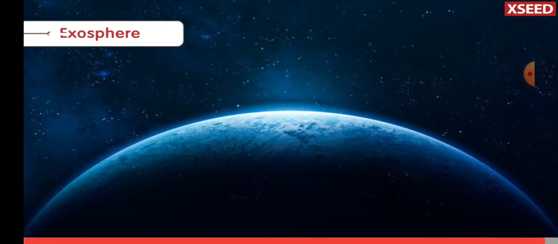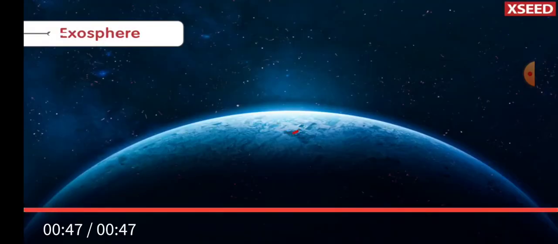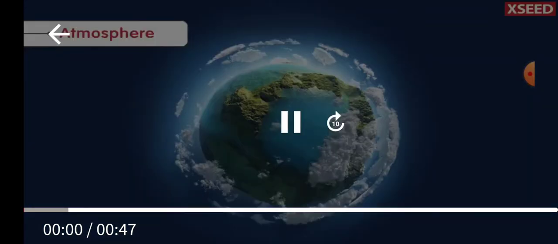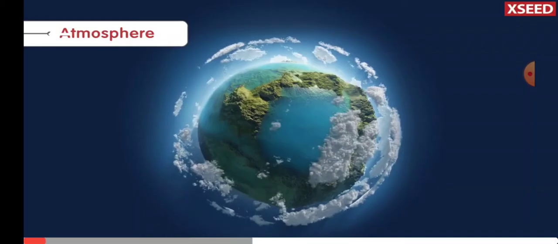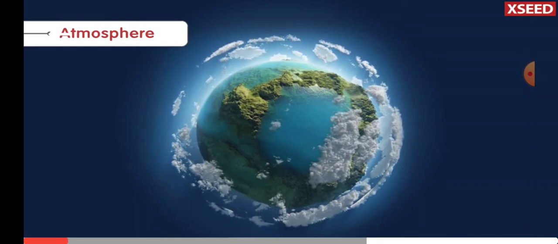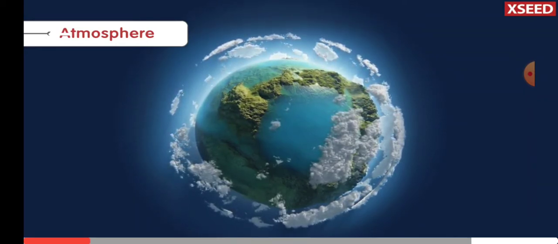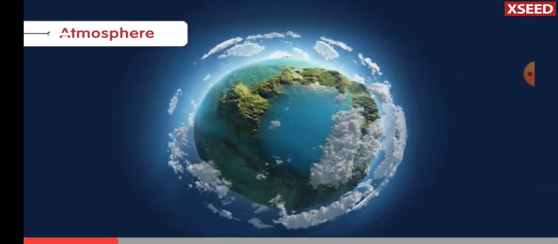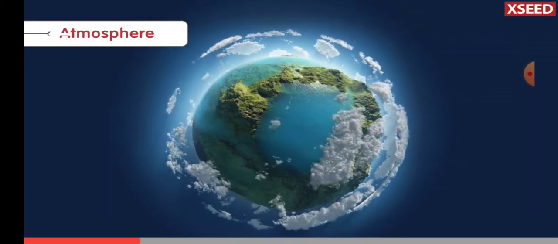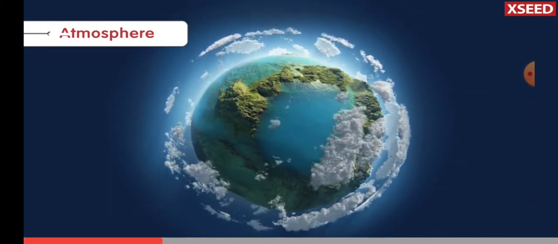So let us watch this video once again to remember what happens in which layer. The atmosphere is a layer of gases that surrounds Earth. Different things occur in the different layers of the atmosphere.